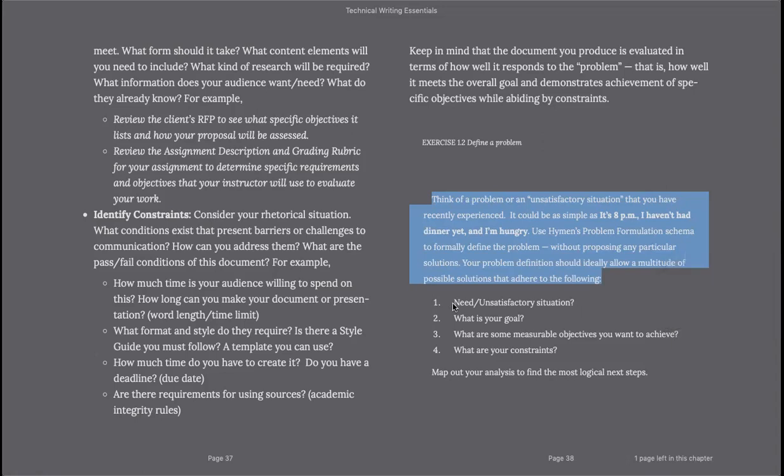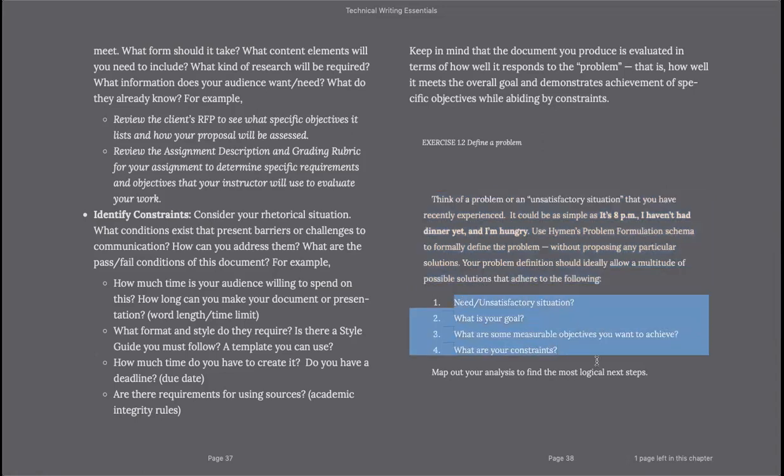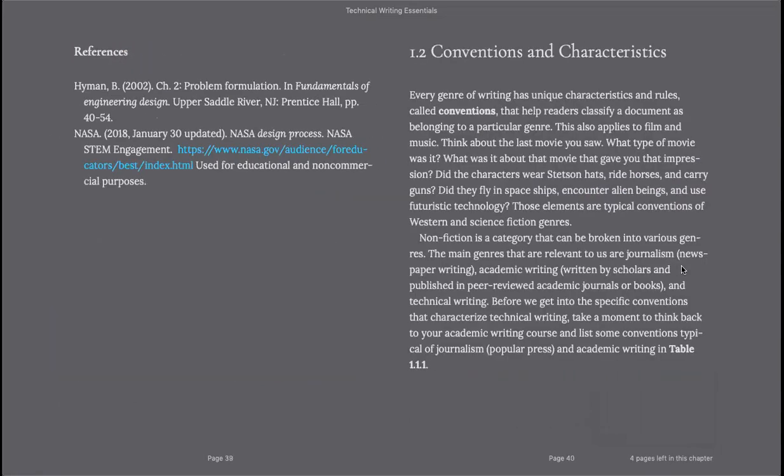So, to quickly review the steps, I need to figure out the problem, figure out the situation. What is the goal to solve that problem? What are the measurable objectives? And what are your constraints for that specific issue that you are analyzing?